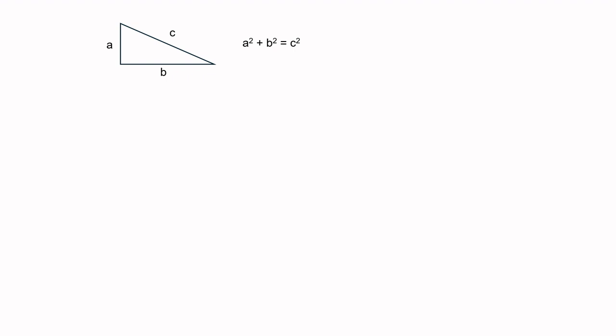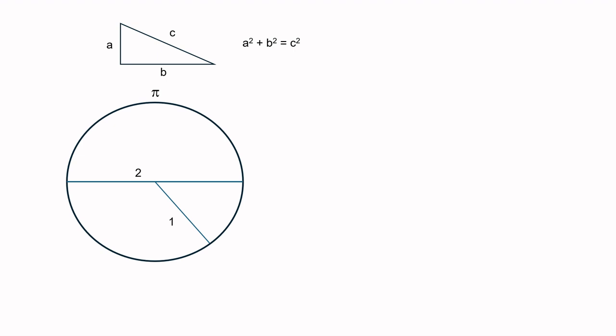So let's start with Pythagoras' theorem. It says if we have a right triangle, then the square of the length of the hypotenuse, which we will call c squared, is the sum of the squares of the two sides adjacent to the right angle, a squared plus b squared. I think everybody knows that.